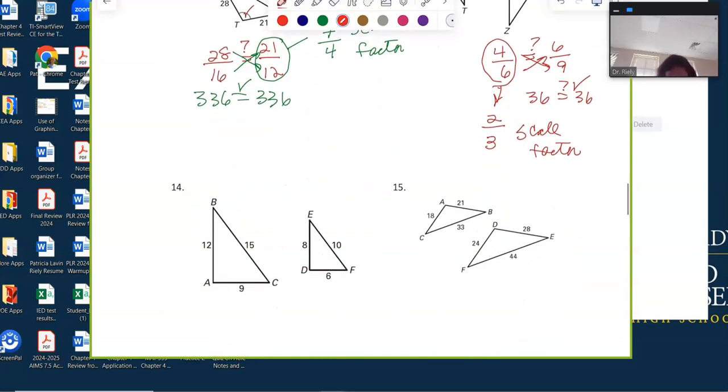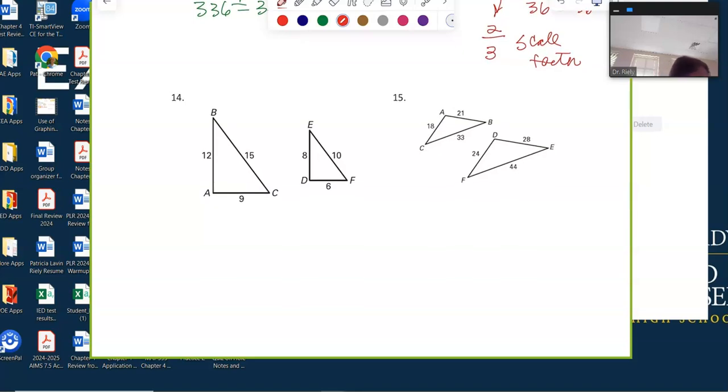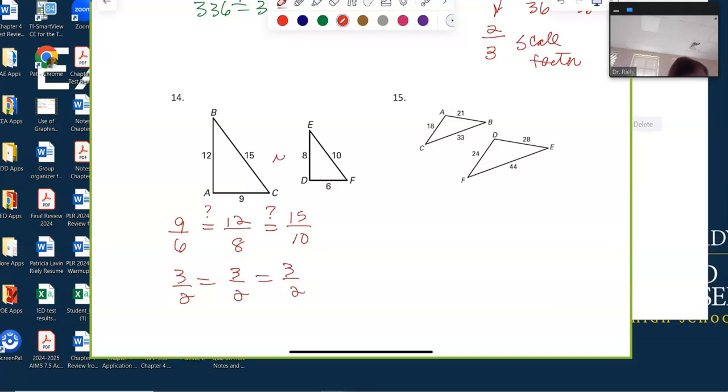Okay, that brings us to 14. And looking at 14, they have all the same sides. So to check it, I have to say small over small equals possibly medium over medium equals possibly big over big. Looking at those, I can pretty quickly see that I could reduce all of them to 3/2. So I have similarity, and here is my scale factor.